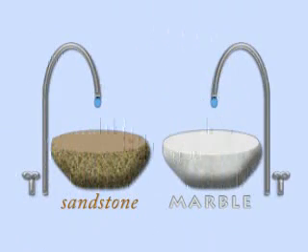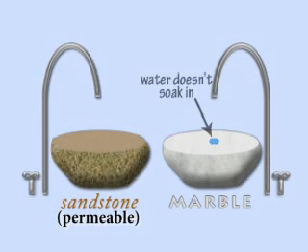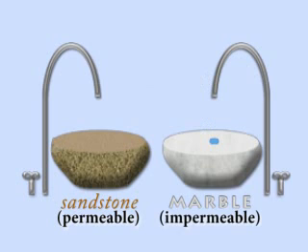Let's put some drops of water on different rocks and see what happens. The water soaks into the sandstone, so it is permeable to water. However, the water stays on the surface of the marble and doesn't soak in, so it is impermeable.